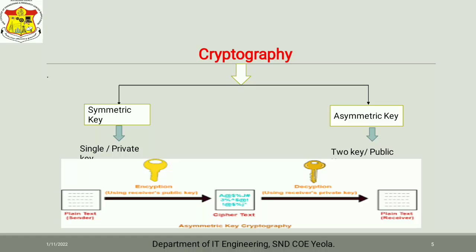Now the second part is asymmetric key cryptography. Asymmetric key cryptography is also known as public key cryptography or conventional cryptographic system. In asymmetric key cryptography, two keys are used. One is for encryption and the other is for decryption.